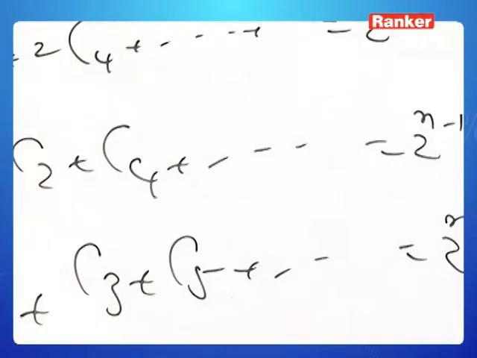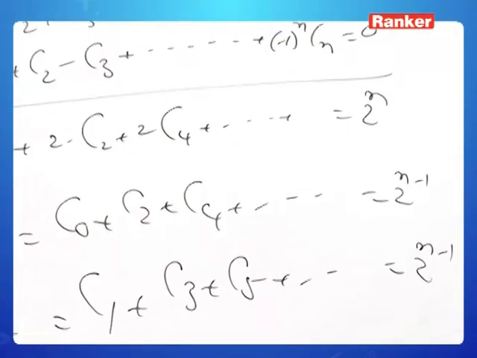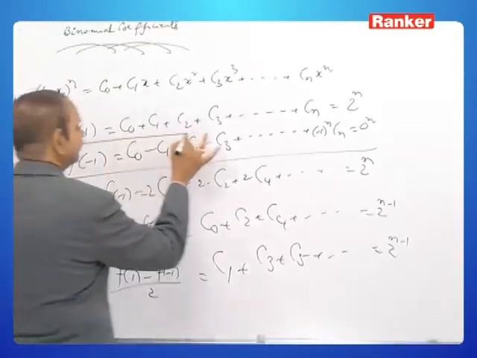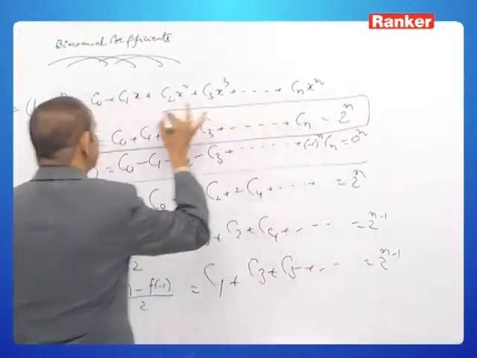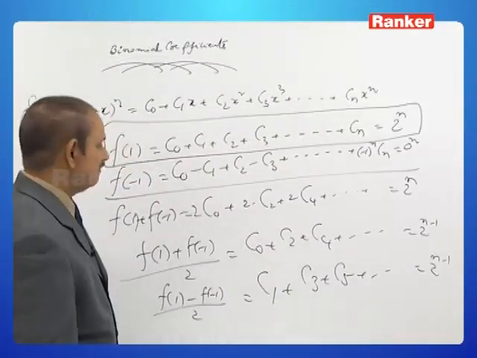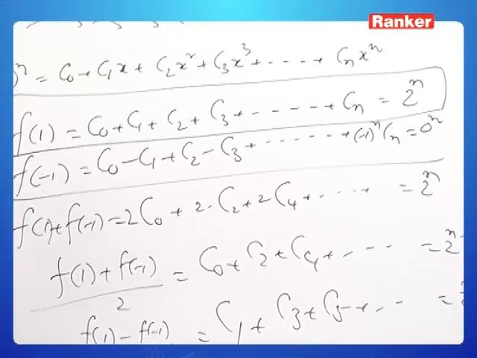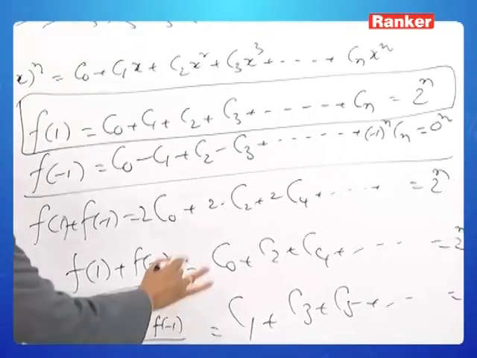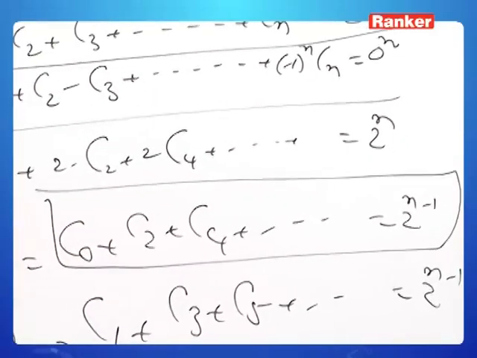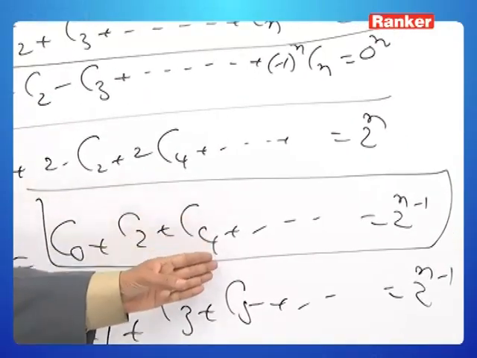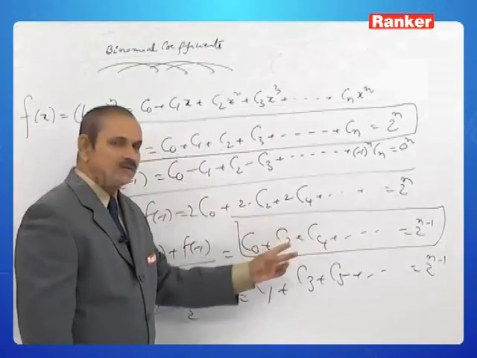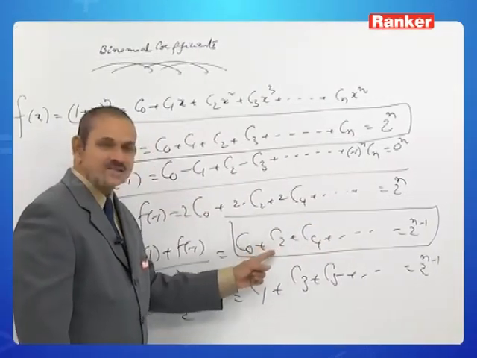Well, my dear, from this discussion we have 3 important formulae. What are they? Number 1, C0 plus C1 plus C2 plus C3 and so on, plus Cn is equal to 2 power n. That is, the sum of all binomial coefficients is 2 power n. And the sum of all coefficients of even powers of x: coefficient of x square, coefficient of x power 4, coefficient of x power 0, coefficient of x power 6 and so on. What can you call this?